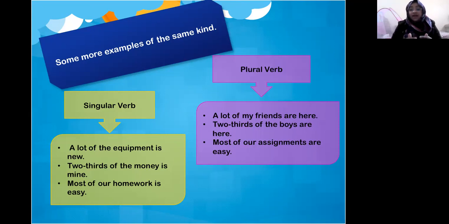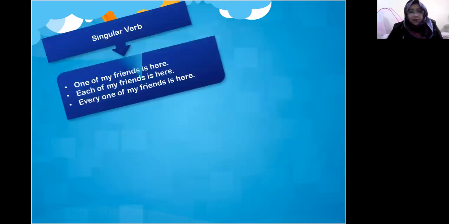Most of our assignment is easy. Got the difference? If you are using, after "of", "most of our assignment", if it means singular, then we will write "is easy". And if you say "most of our assignments", if the noun you are using is plural, then the verb has to be plural, and then we will say, most of our assignments are easy. Clear?